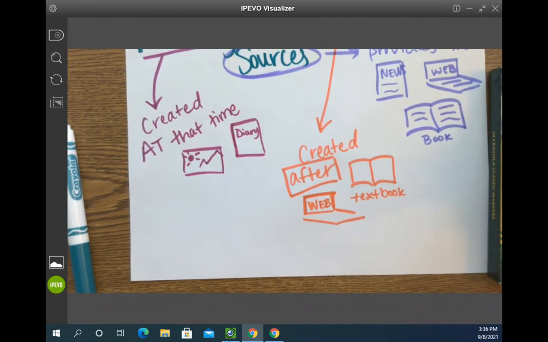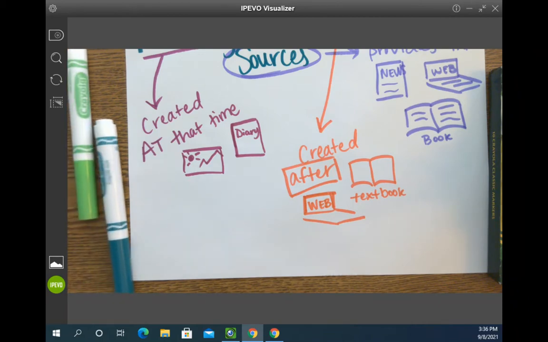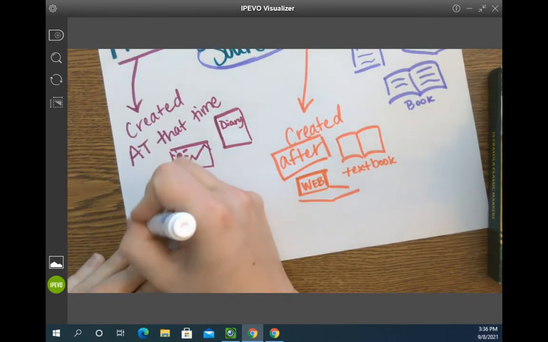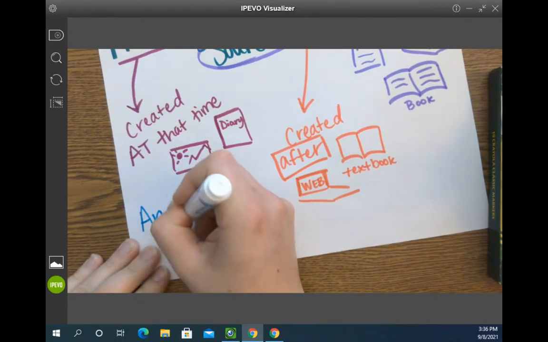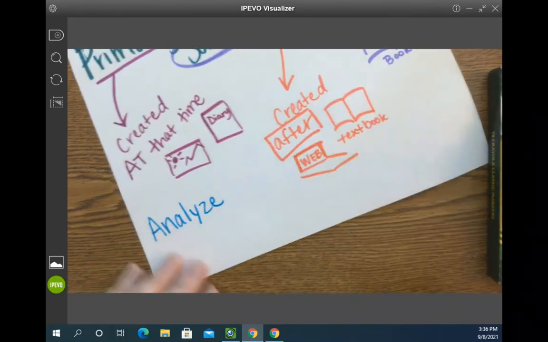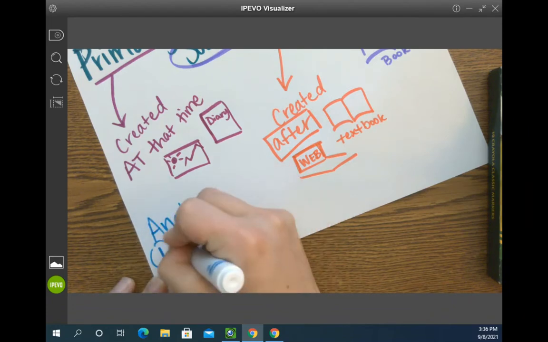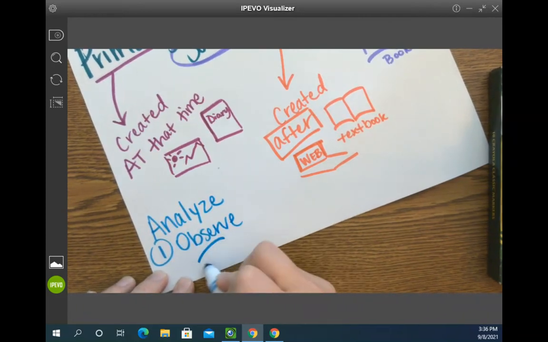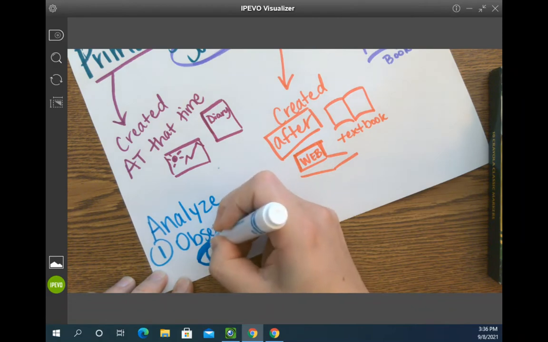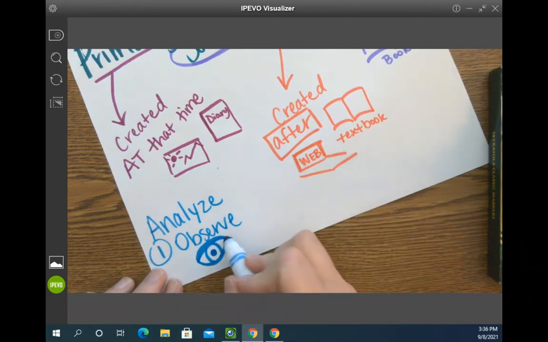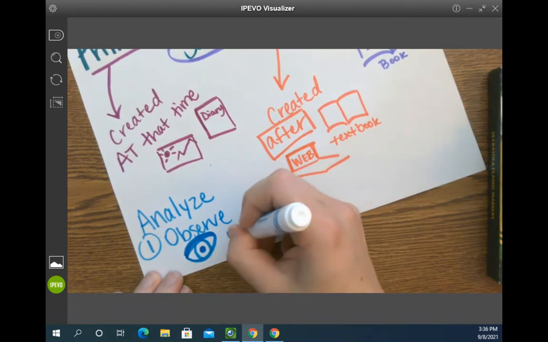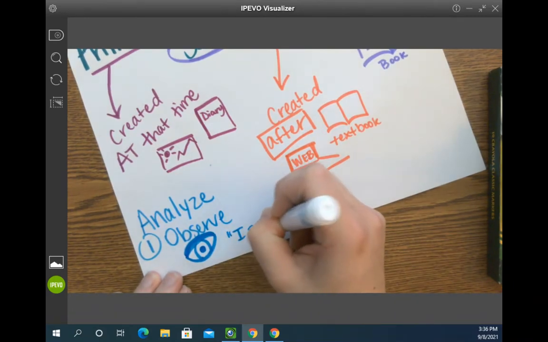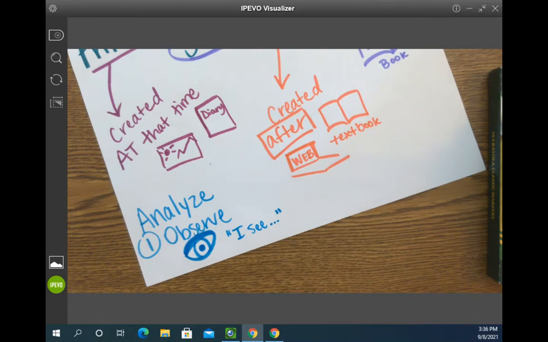When we talk about primary and secondary sources, a lot of the time we will talk about analyzing them, and we have different steps to analyze a source. When we analyze, first we'll observe. That really just means to look at something and to tell people what you see. Often we might say, I see, and explain what you see when you're observing.